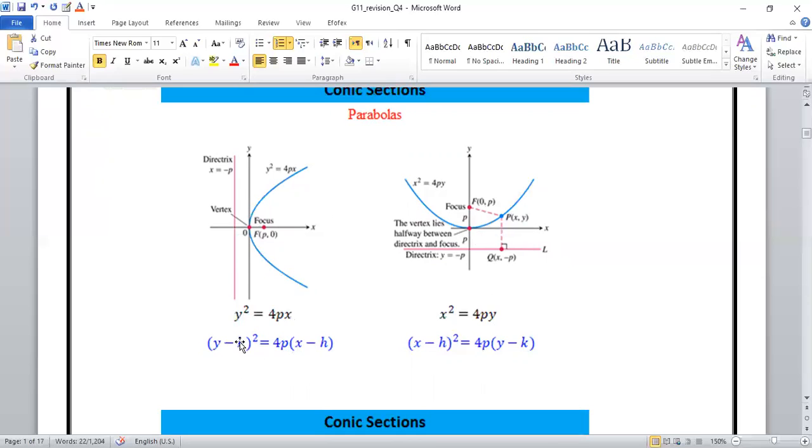Second equation, in case the vertex is not at the origin. If we assume that the vertex is at h and k, then in the equation we substitute y by y minus k and x by x minus h. This is in case the vertex is not at the origin, but at any point h and k.